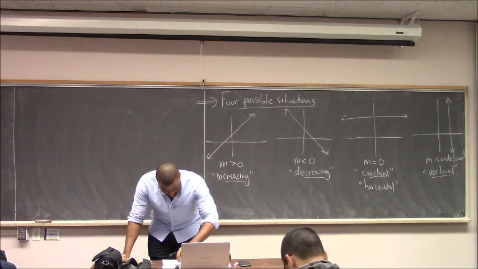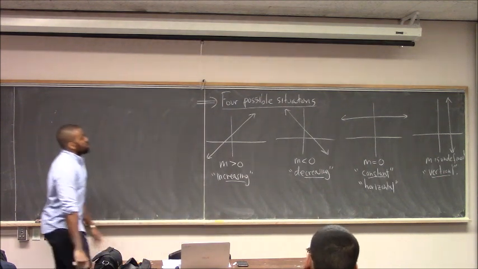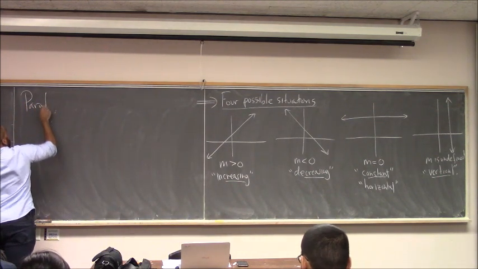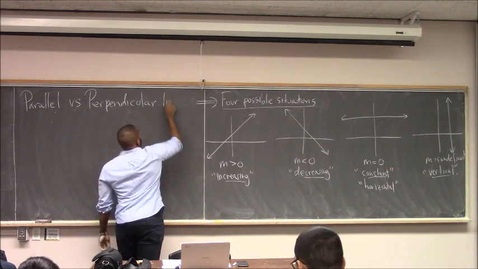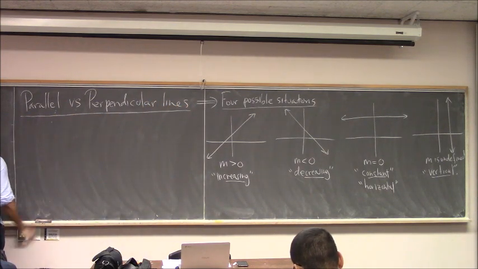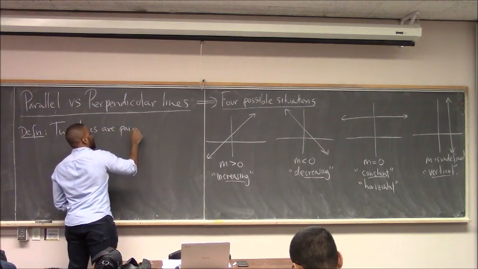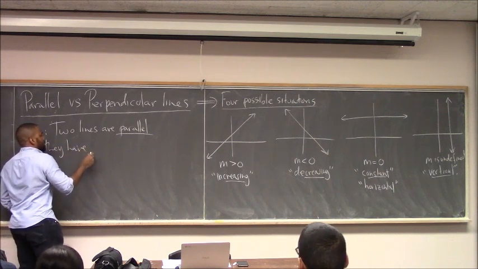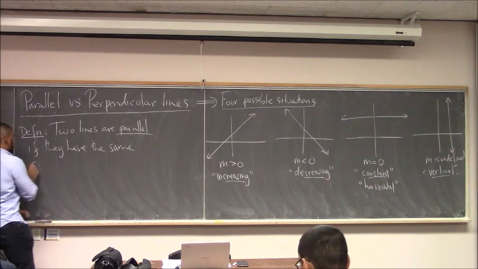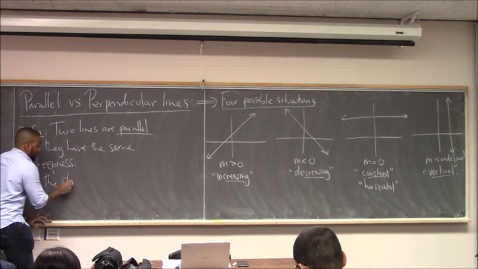What is the next thing I want to tell you about? Parallel versus perpendicular. Definition. Two lines are called parallel if they have the same steepness, i.e., the slopes are the same.